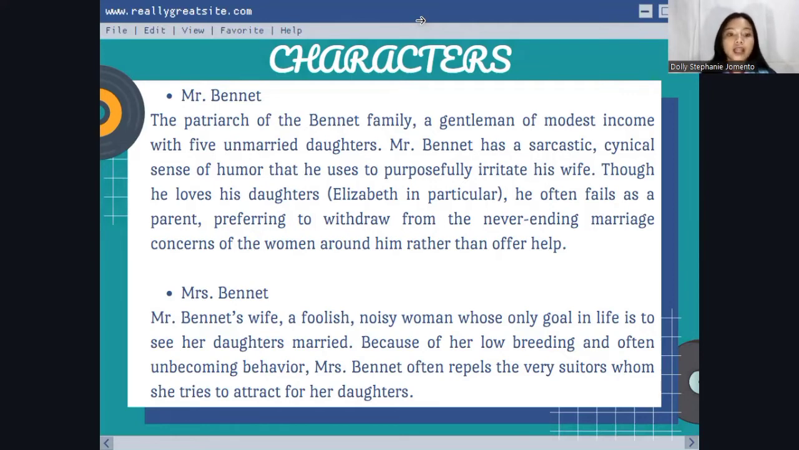So we have the next one, Mrs. Bennet, Mr. Bennet's wife, a foolish, noisy woman whose only goal in life is to see her daughters married. Because of her low breeding and often unbecoming behavior, Mrs. Bennet often repels the very suitors whom she tries to attract for her daughters.